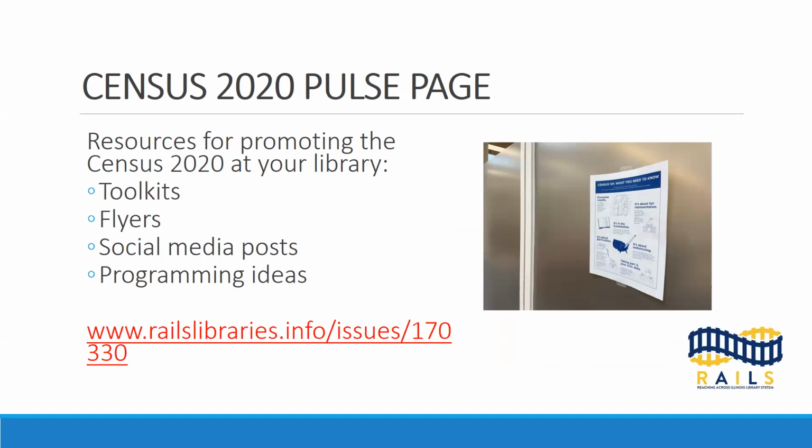Another thing that's going on is the census. The census is still happening, and we are really trying to do as much as we can to help libraries. So we have a Census 2020 Pulse page, much like the COVID-19 Pulse page. On there, we have toolkits, flyers, sample social media posts, programming ideas, a ton of different stuff. So we do encourage you to check that out. Help us get the word out to your patrons and people in Illinois. There are a lot of hard to count areas in Illinois. We are really trying to do our best right now, so please help out in that particular fight.